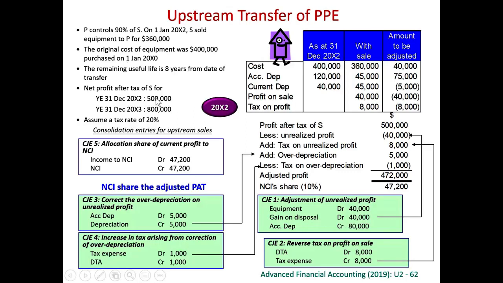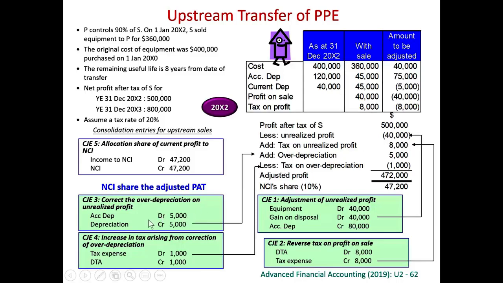So starting from the subsidiary's reported profit, the subsidiary has reported a profit of 500,000. Certainly this 500,000 has included this gain on disposal. So on consolidation, we debit gain on disposal with a related credit to the tax expense because of the deferred tax implication. We credit tax expense, therefore the profit should go up. So this is the effect for the intra-group gain on disposal.